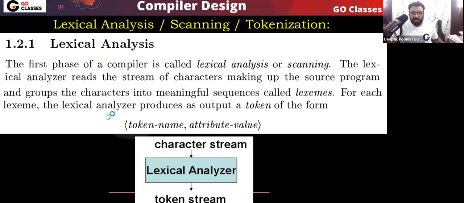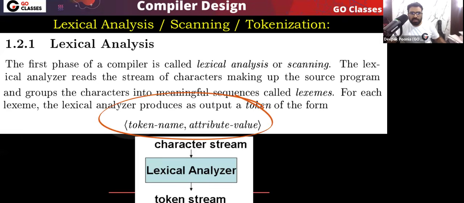So let me tell you what a lexeme is. A lexeme is basically a sequence of characters in your source program which has a collective meaning. It is a logical piece of source code, a logical entity in your source code, and that is called a lexeme. And for every lexeme we generate a token, and you can see the token format.